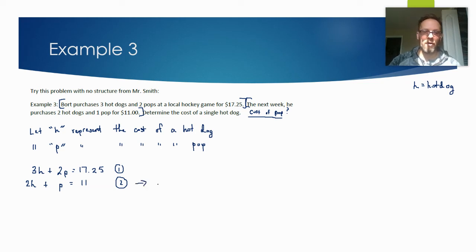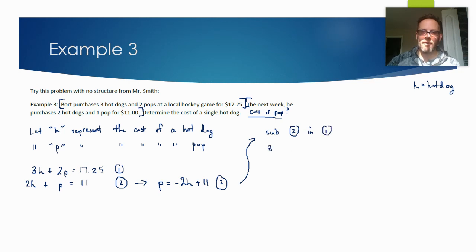So just to refresh ourselves, let's rearrange this. The cost of a pop is negative 2h plus 11. That's just rearranging equation 2. And I have space up here. Where do I want to start? I think I'm going to start where I have more space. I'm going to go up here. I'm going to sub equation 2 into equation 1.